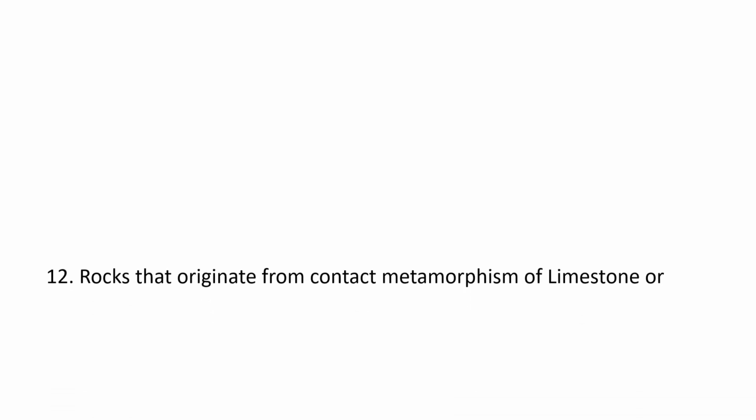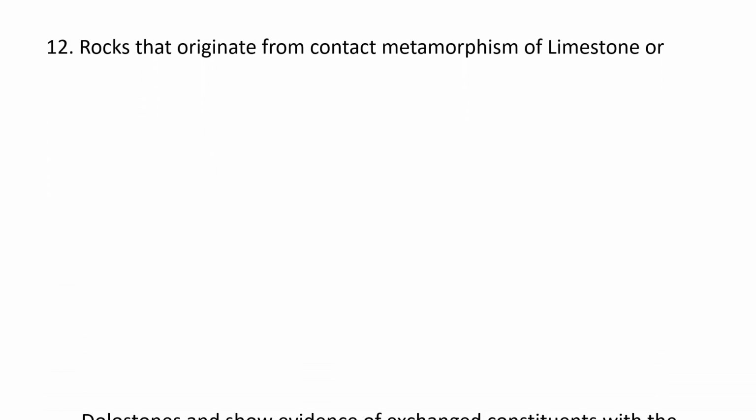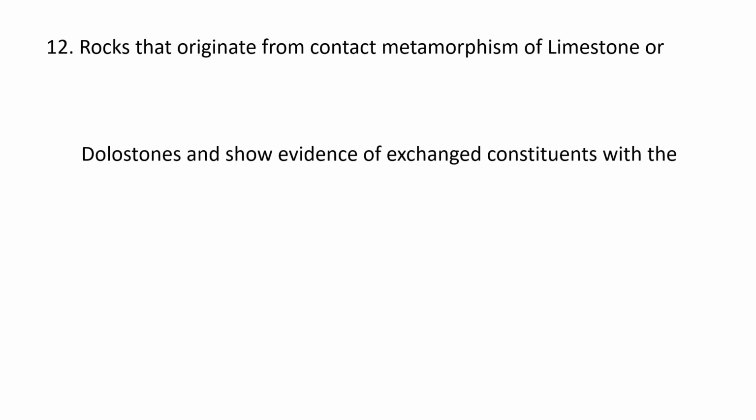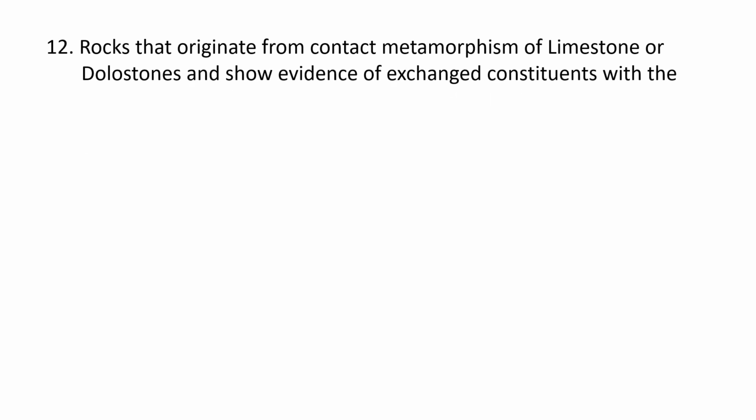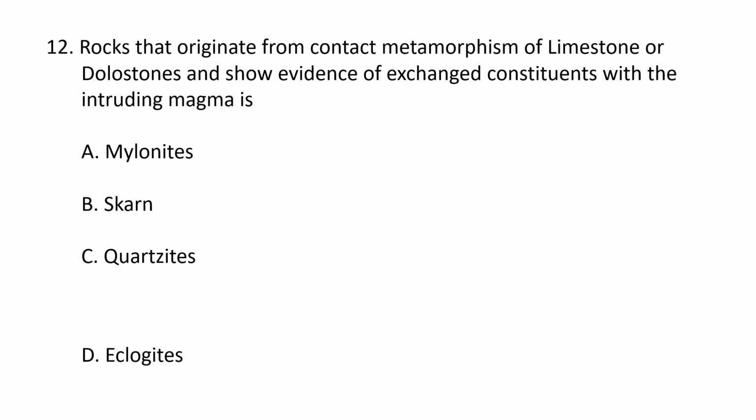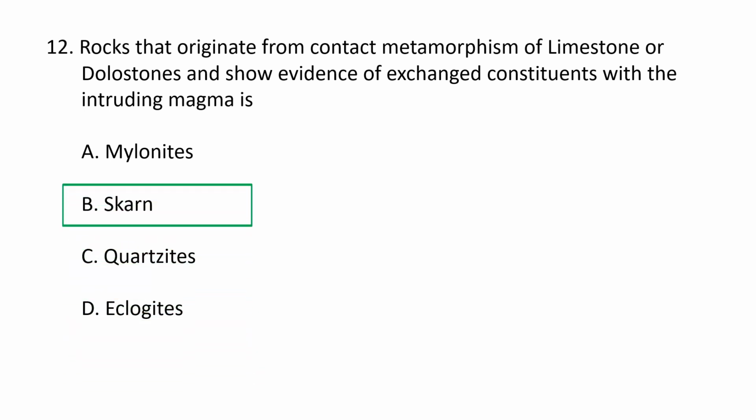Next question. Rocks that originate from contact metamorphism of limestone or dolostones and show evidence of exchanged constituents with the intruding magma are: A. Mylonite, B. Skarn, C. Quartzites, D. Eclogites. So the rocks that originate from the contact metamorphism of limestone or dolostones and show clear evidence of exchanged constituents with the intruding magma are known as skarn. B is the correct option.